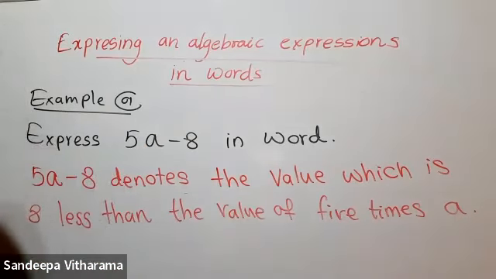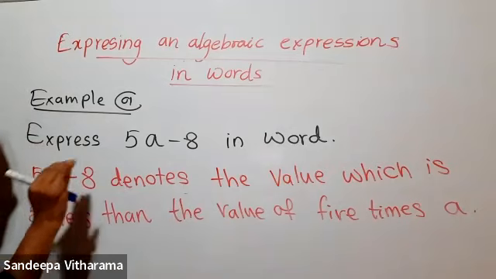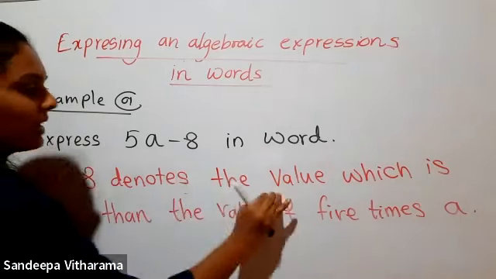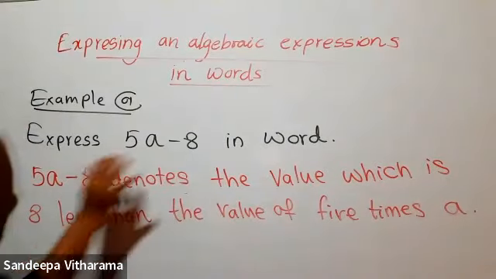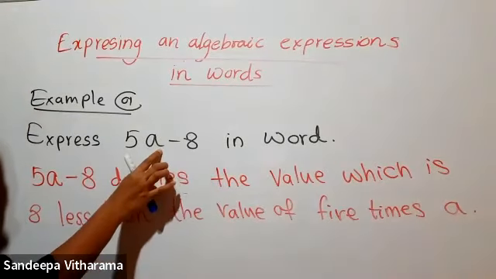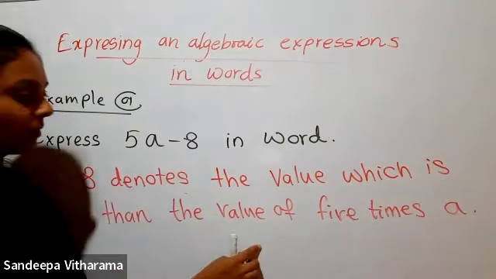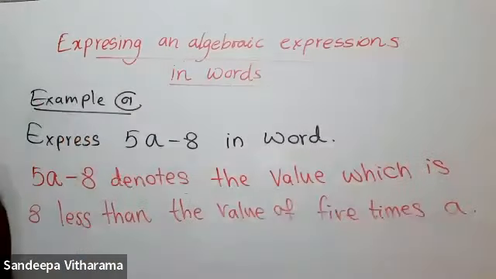Okay? This is how we read this one. 5a minus 8 denotes the value which is 8 less than the value of 5 times 8. Sometimes in the exam they ask to express the way of reading a particular given expression.